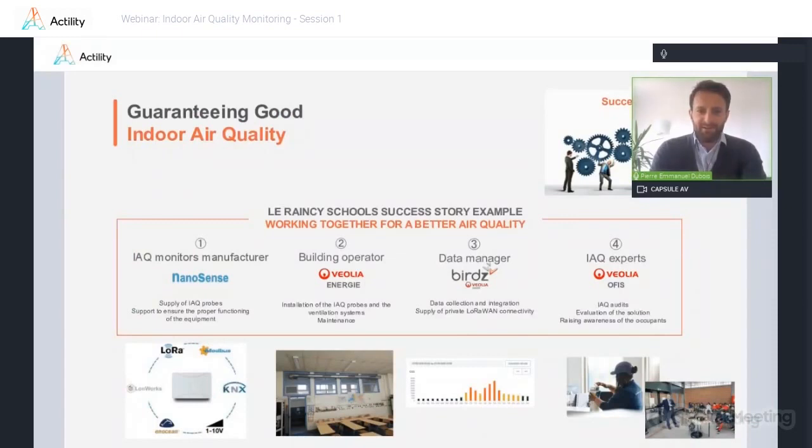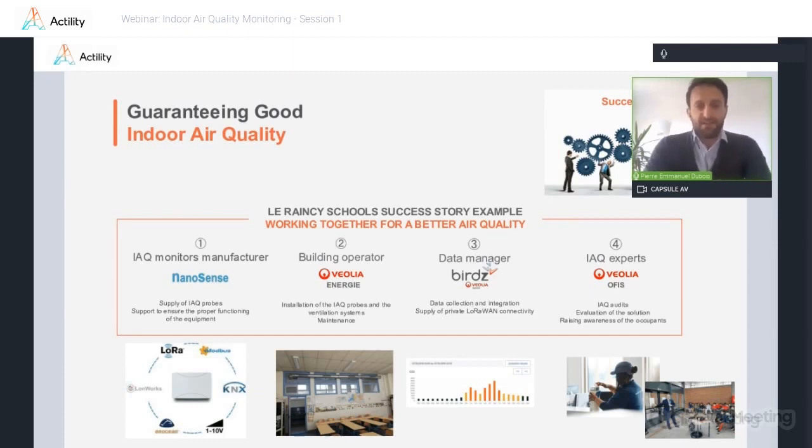Coming back to our initial use cases, as Mireille was mentioning in the beginning of the presentation, the use case around indoor air quality in a school in the city of Rancy. So Birdz has participated in this project, performing the data collection and integration, and supplied also the IoT connectivity needed to collect all the data.